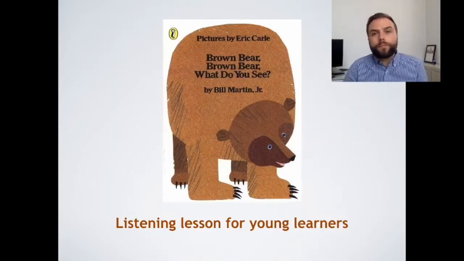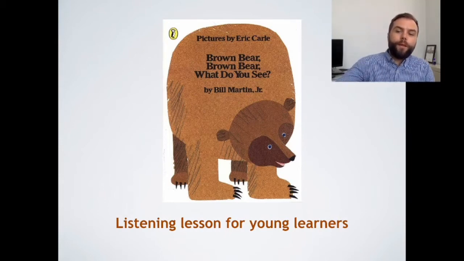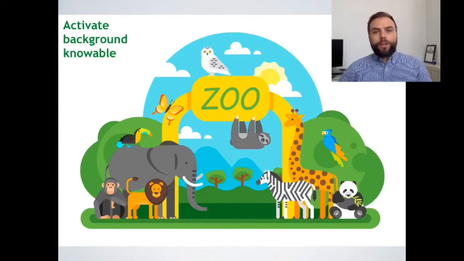Okay, so we're going to start this listening lesson for young learners, and this is the book that we're using, Brown Bear, What Do You See? We're going to start with this image. I show this image to the young learners, or something similar, and ask, what can you see? Where is it? It's a zoo. Let's read the word together. Zoo. Zoo, everybody. Zoo, okay?